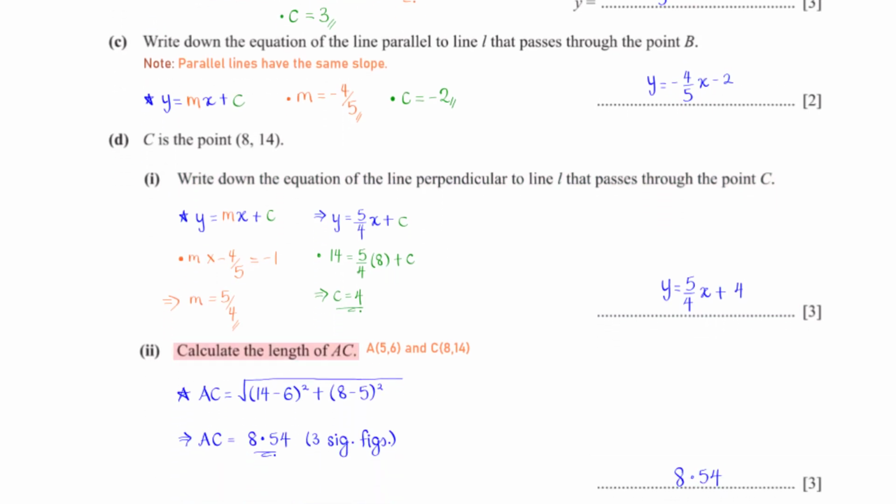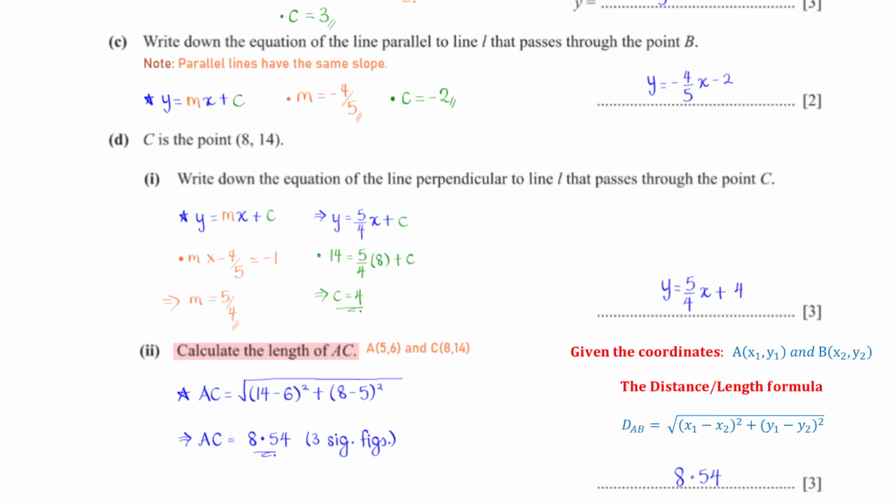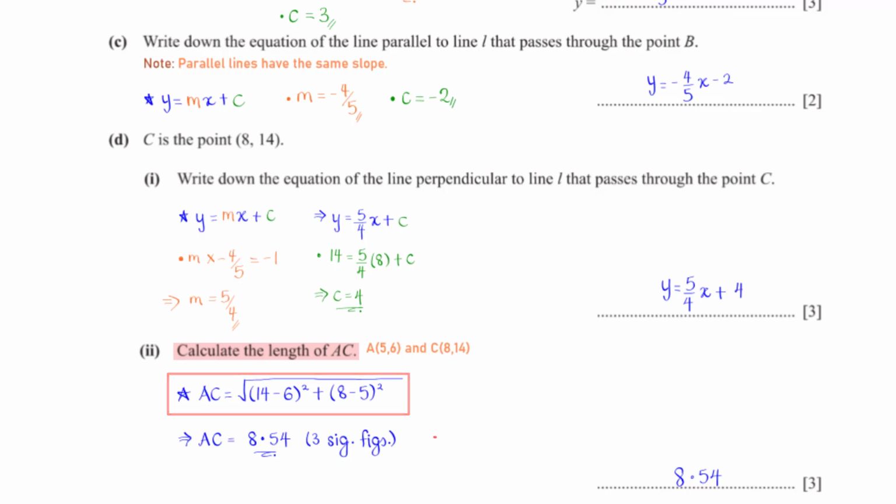Calculate the length of AC. We already know the coordinates of points A and C. So to get the length of AC, we apply the length or distance formula. This gives us AC equals square root of 14 minus 6 squared plus 8 minus 5 squared. When we type this into the calculator, we get 8.54 rounded to 3 significant figures.